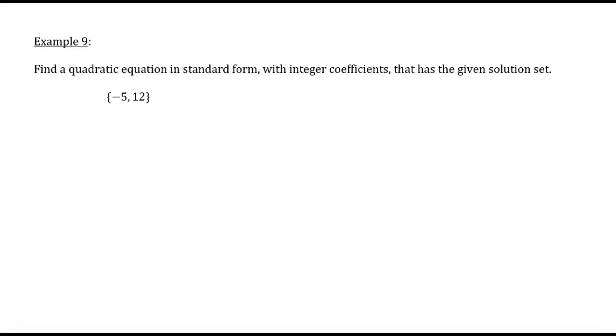be the other solution. In order for negative 5 to be a solution to this quadratic, we need x minus negative 5 to be one of its factors, or x plus 5. In order for 12 to be one of the solutions, we need x minus 12 to be one of the factors. Now we have a quadratic equation with negative 5 and positive 12 as solutions. Let's distribute and write this in standard form.